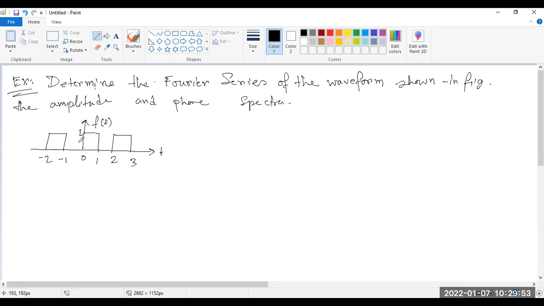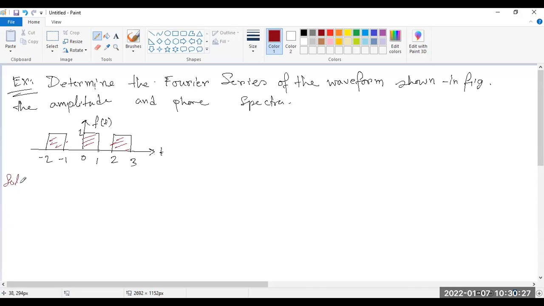You can see this signal. This is a function of t. This is your signal, and this is your time domain. No mathematical expression is given, so you have to find it out. What we have to find out is the Fourier series of this waveform. This waveform is given, and we have to find out its Fourier series. This is a very important task for you.